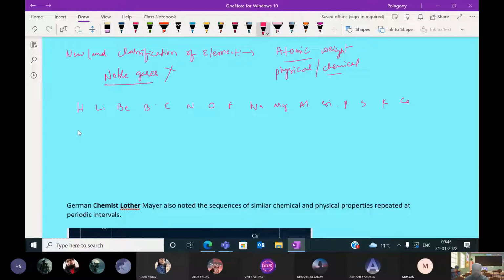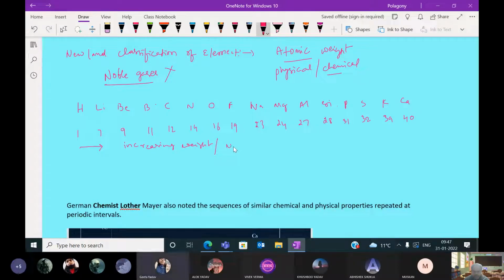So how could we arrange them? 1, 7, beryllium 9, 11, 12, 14, 16, 19, 23, 24, 27, 28, 31, 32, 39, 40. These are the atomic weights. How did I write these atomic weights, in increasing order or decreasing order? Increasing order of atomic weights, as written by Newlands. Which elements were absent at that time?